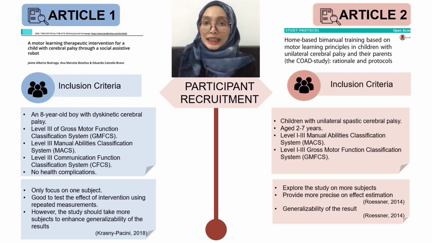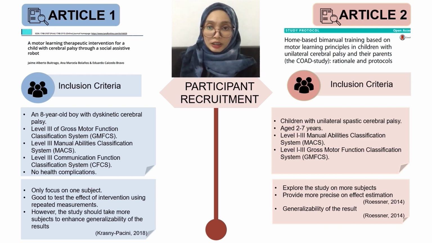Next, we proceed to the participant recruitment, where for article 1, the inclusion criteria was an 8-year-old boy with dyskinetic cerebral palsy who had level 3 of the Gross Motor Function Classification System, level 3 of the Manual Ability Classification System, and level 3 of the Communication Function Classification System, including no health complication.